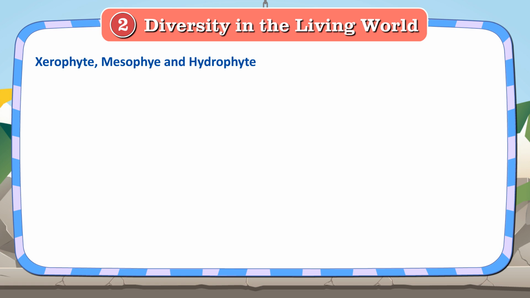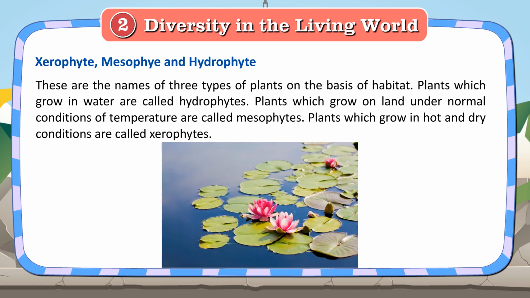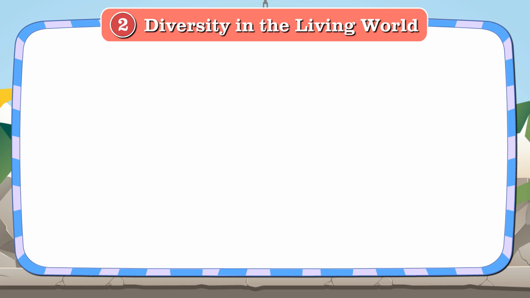Xerophytes, mesophytes and hydrophytes. These are the names of three types of plants on the basis of habitat. Plants which grow in water are called hydrophytes. Plants which grow on land under normal condition of temperature are called mesophytes. Plants which grow in hot and dry conditions are called xerophytes.